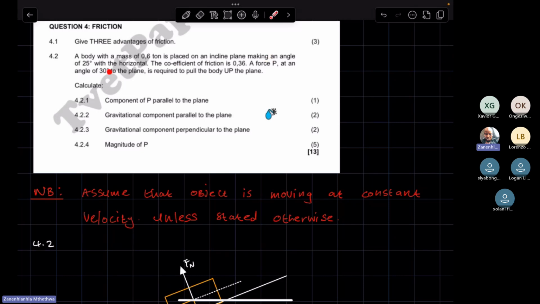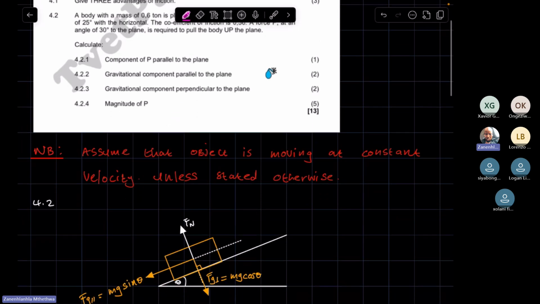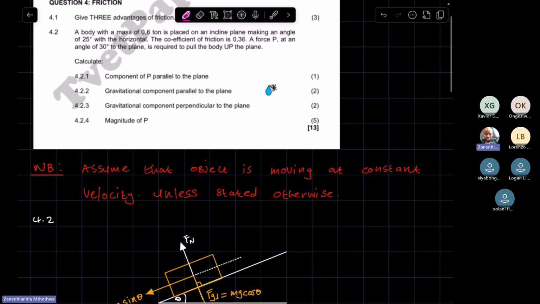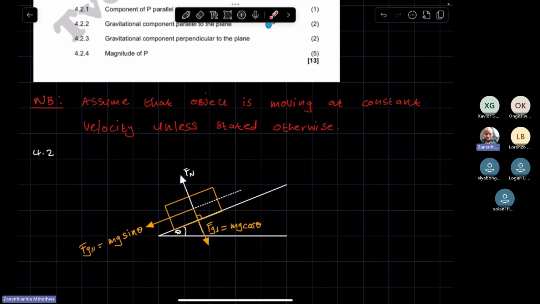Inclined plane. The coefficient of friction is this. A force P at an angle of 30 degrees to the plane is required to pull the body up the incline. So this is going up the incline, and a force P is necessary for that to happen. That force P is pulling the object at an angle of 30 degrees to the plane, so the force P is making an angle of 30 degrees with this plane.